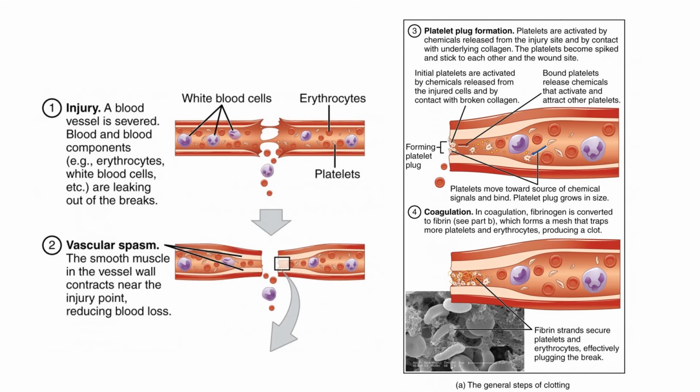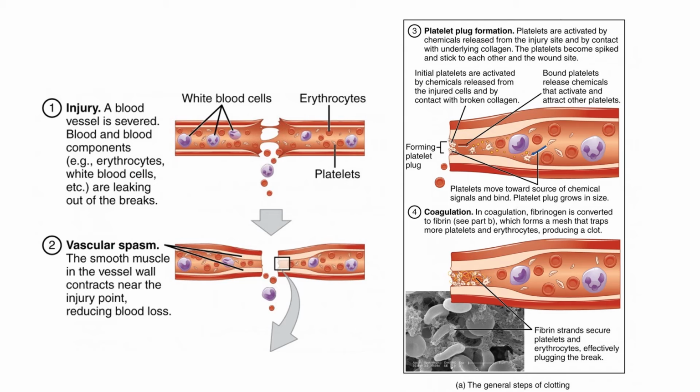So this is actually how the blood clot or the general steps of clotting looks like. So first, you should have an injury. The injury is when a blood vessel is severed and blood components are leaking out of the breaks. As you see here in this image presented to you, of course, in your blood vessels, the different types of blood cells travel along them, no?